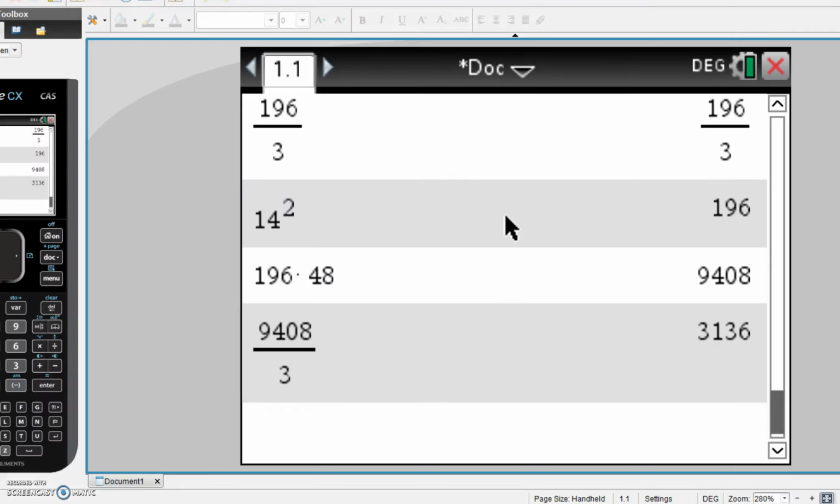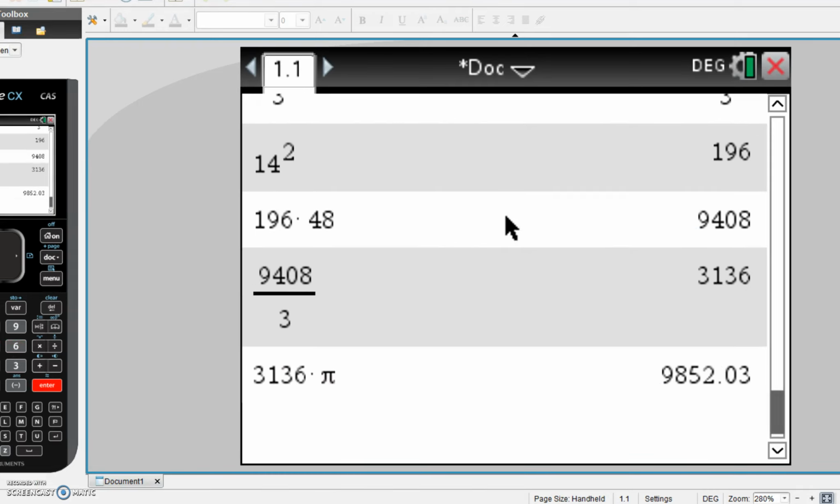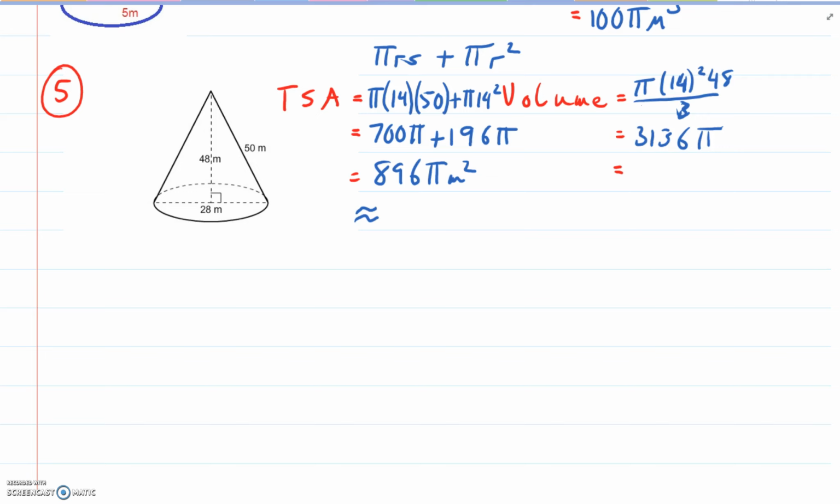And I'm sure you're desperate to know what that is. Rounded, 9852.03 meters cubed, because we're talking volume.